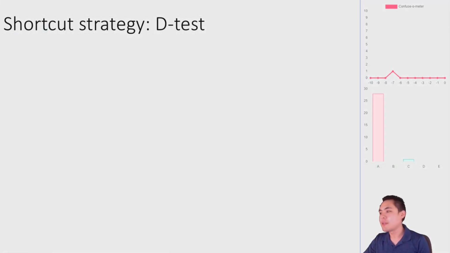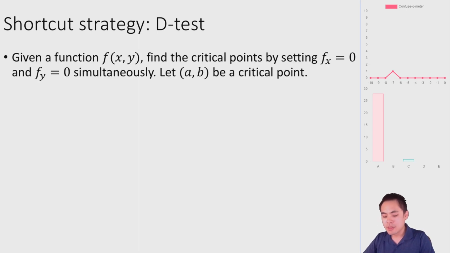Okay, so let's go back. There are some shortcuts you can take, and I'm not going to prove that the shortcut works, because unfortunately that involves a lot more linear algebra, though the proof is really quite nice. If we have a two-variable function, we can find the critical points, of course, by setting f sub x equal to 0 and f sub y equal to 0 simultaneously. So you solve for that, and then you have a critical point.